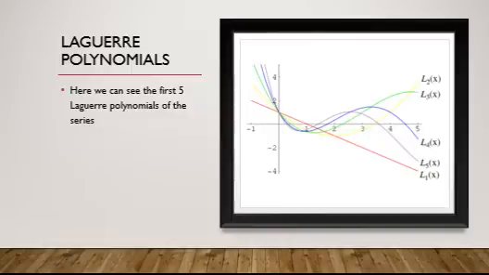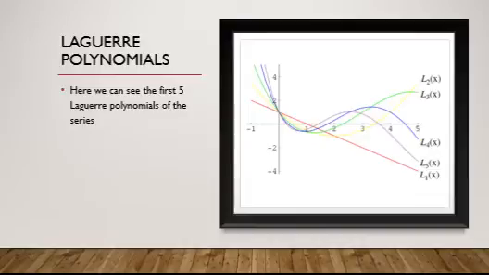First, let us look at Laguerre polynomials. So this diagram represents the first five Laguerre polynomials of the series. So what is the Laguerre equation? The Laguerre equation has its application in solving Schrodinger's equation for the radial part of the equation.